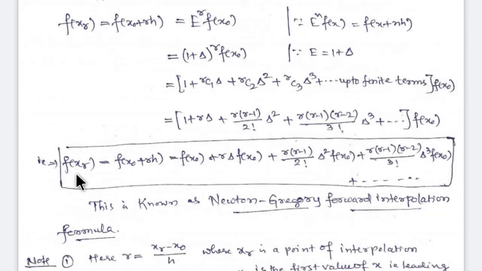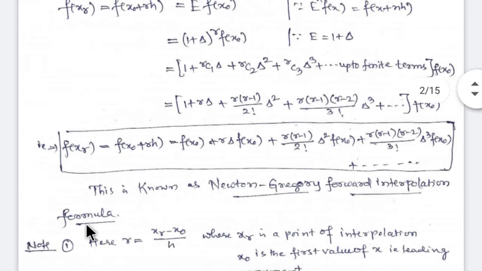So this implies f of xr equals f of x0 plus rh equals, you can multiply inside, 1 into f of x0 plus r into delta of f of x0, you write. Delta is operating on f of x0, plus r into (r minus 1) divided by factorial 2 delta square of f of x0, plus r into (r minus 1) into (r minus 2) divided by factorial 3 delta cube of f of x0, plus etc. This formula is known as Newton-Gregory forward interpolation formula.